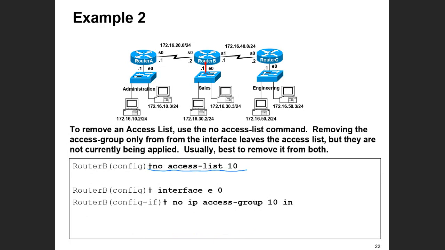However, it's best practice that since there's 2 sets of statements in an access control list, one to create the permit and deny test conditions and one to apply it to an interface, we should go back to that interface, Ethernet 0 config-if, and say no ip access-group 10 in, because before we said ip access-group 10 in. That will completely remove that from the router. That's the safest thing to do.